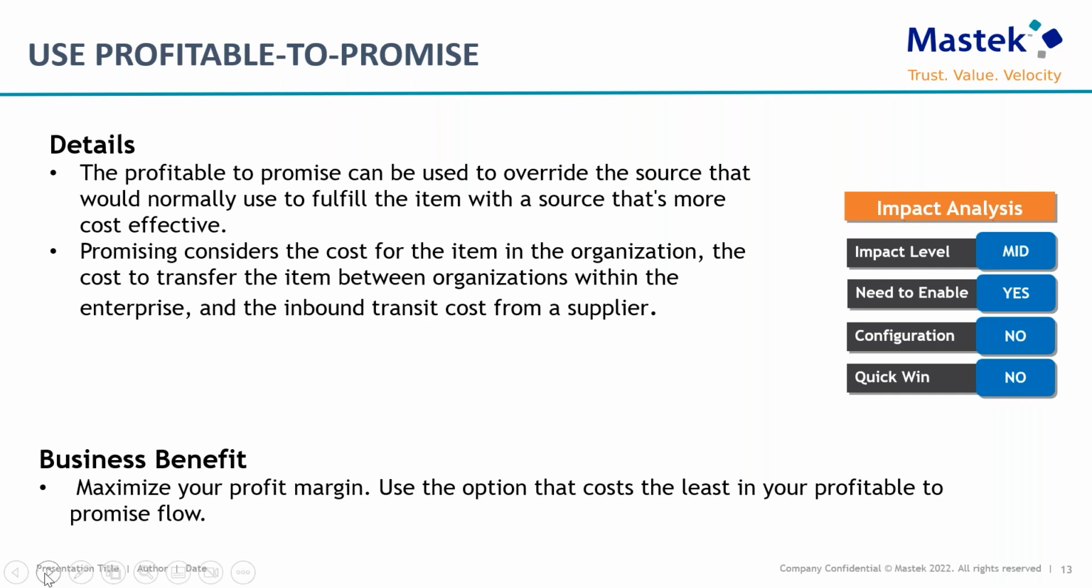The impact will be medium when talking about the enterprises. The configuration is not needed to be enabled. Yes, that is a feature that will be enabled with a checkbox while you go forward with the 23 updates, and it is not a quick one for this particular feature. You can use it to maximize your profit margins, as it will select from the organizations, or it will source the items from the organization where it is clearly available and can be moved forward with. It will help you in least cost and in making a profitable to promise flow.